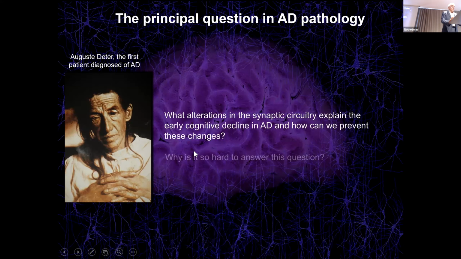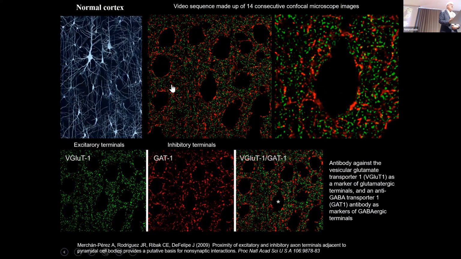So the question that we ask from a clinical point of view is: what alterations in the synaptic circuitry explain the early cognitive decline in Alzheimer's disease, and how can we prevent these changes? Why is it so hard to answer this question? As I said before, we know very little about the human brain, the structure of the brain at the microanatomical level, but based on these new methodologies that we can apply to the study of the brain, now I think we can be optimistic.